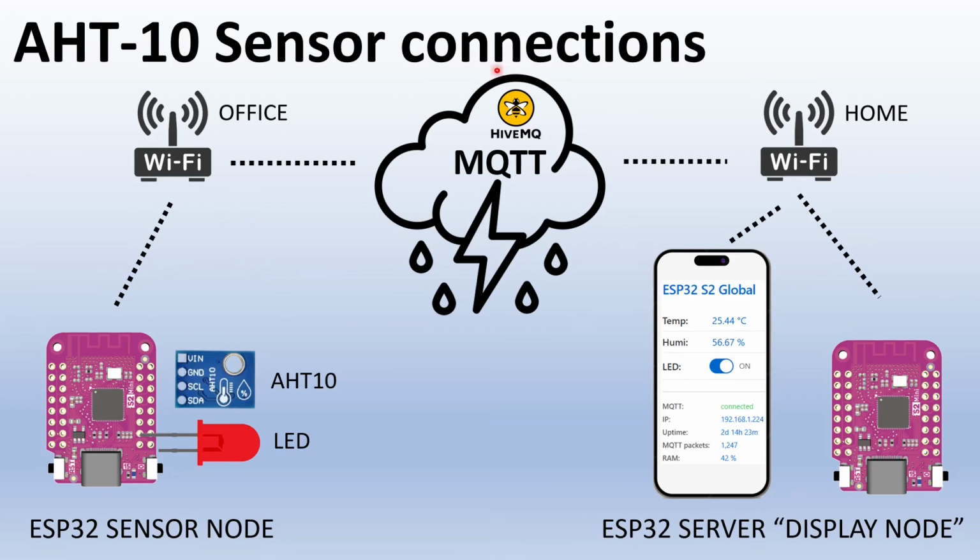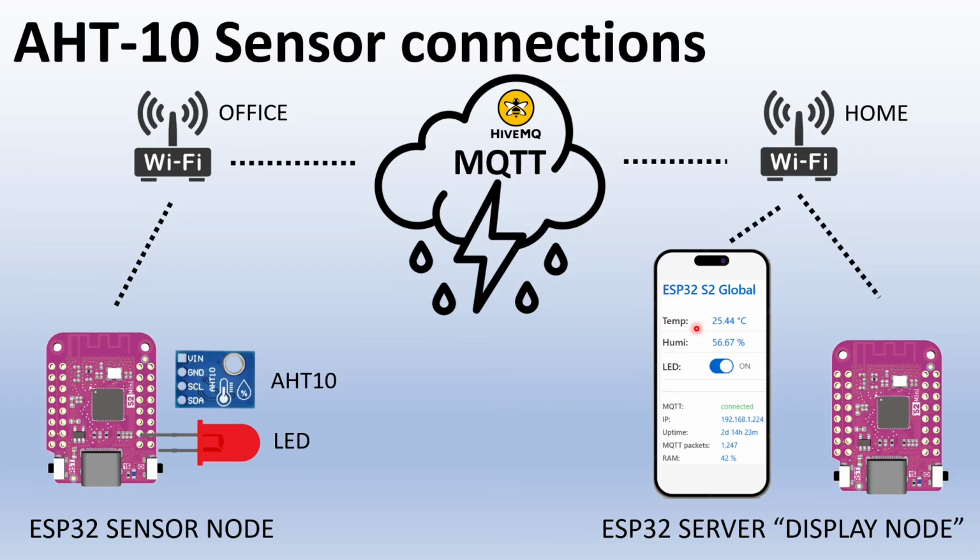When the broker receives the message, it will forward it to the display node at home, which is listening to the HiveMQ broker. The display node will receive the message and display the data on the local web page server at home so you can see it in your browser on your phone, laptop or tablet.